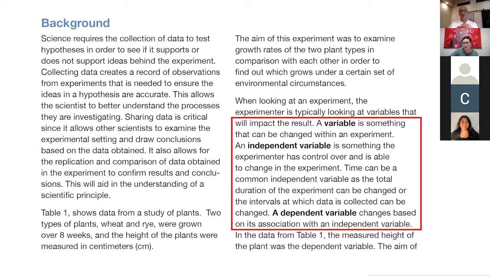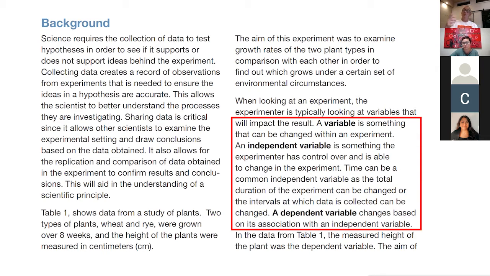So we can change the independent variable. For instance, if I'm doing an experiment and I'm testing doses of different high blood pressure medications, let's say I've got a low dose, a medium dose, and a high dose. I decide what those doses are, and I decide who gets them. So that is an independent variable because I decided what the doses were.